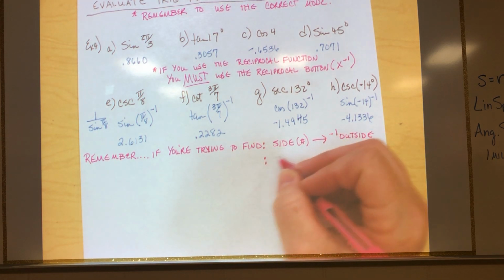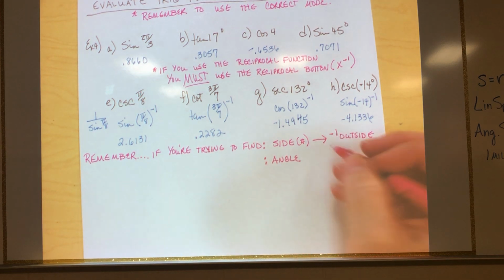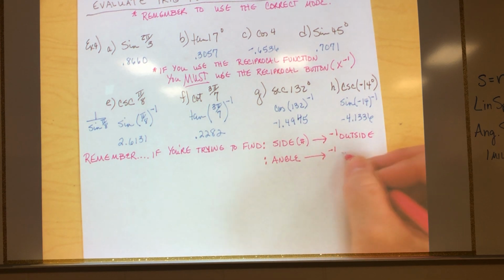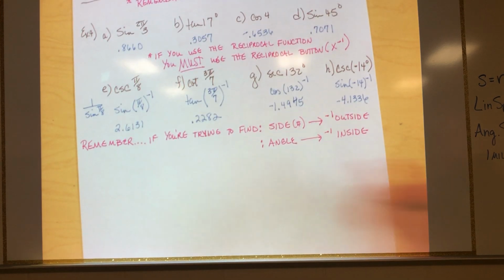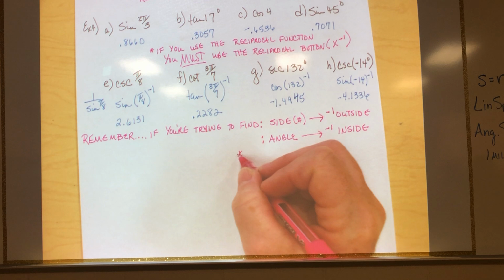If you're trying to find an angle, then your x to the -1 goes on the inside. Here's the reasoning behind that.